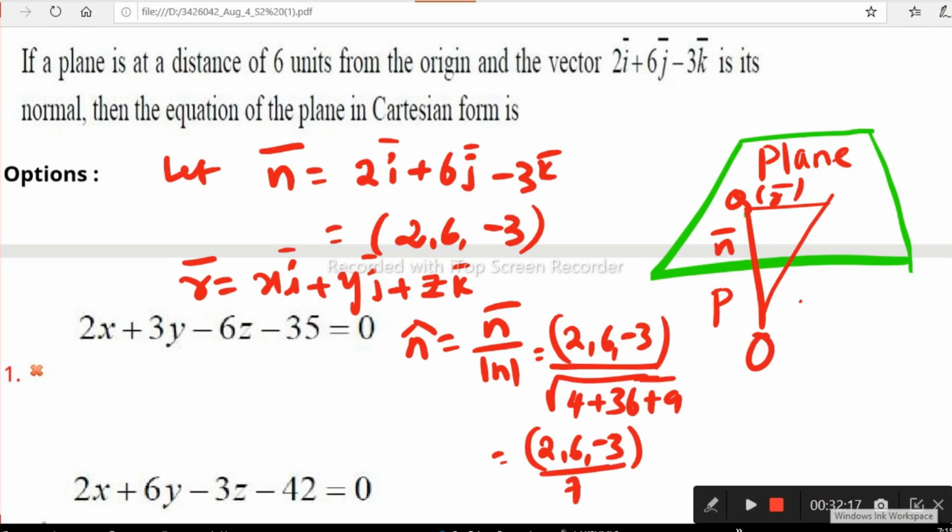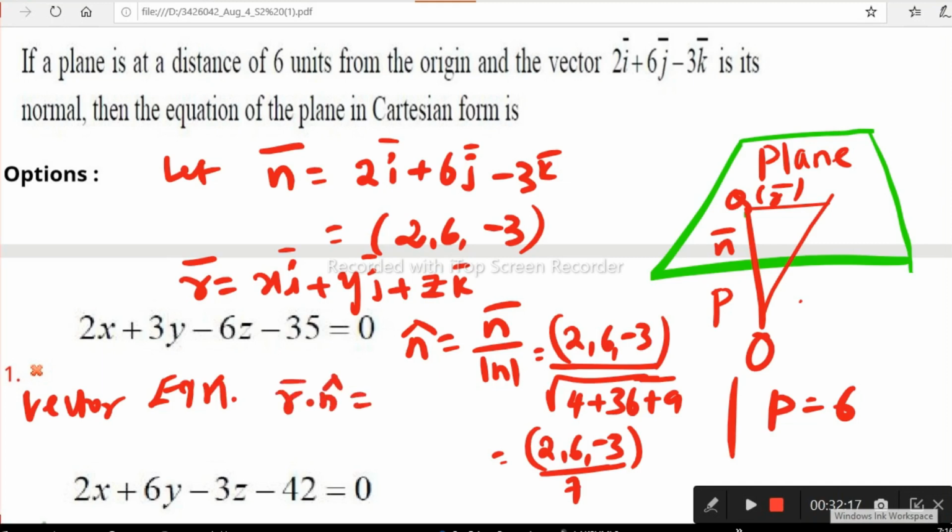N cap తెలుసు మనకి, p తెలుసు, and p is what? Distance from origin to the plane is given as 6 units. దీనికి మనం ఒక ఫార్ములాని రికలెక్ట్ చేసుకోవాలి. ఈక్వేషన్ ఆఫ్ ప్లేన్, వెక్టర్ ఈక్వేషన్ ఆఫ్ ప్లేన్ ఇక్కడ రాస్తున్నాను. వెక్టర్ ఈక్వేషన్ ఆఫ్ ప్లేన్ వచ్చేసరికి equation is r dot n cap is equals to p.